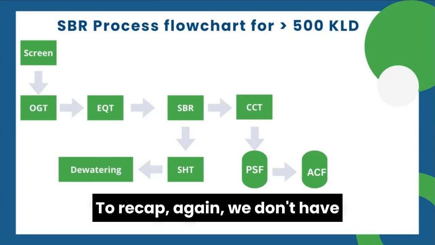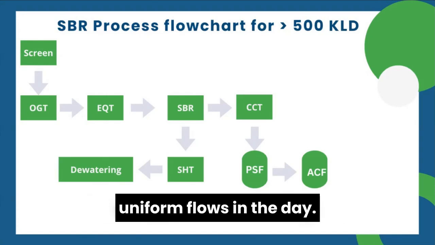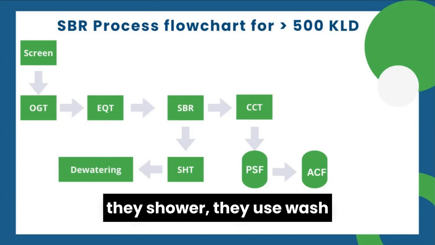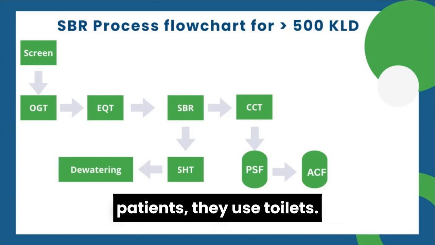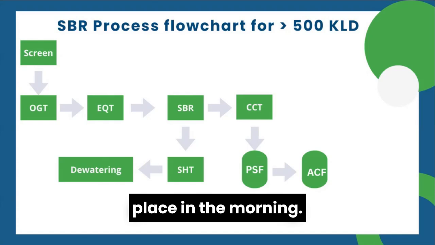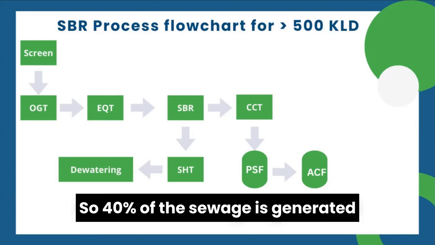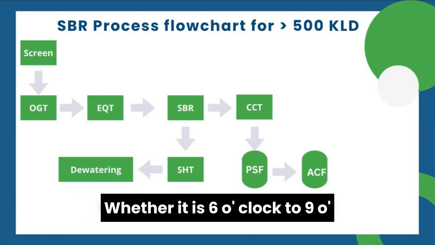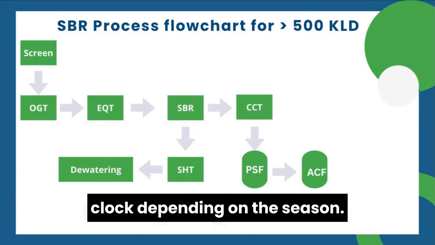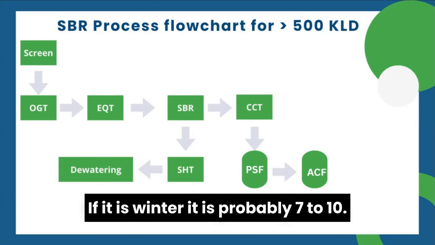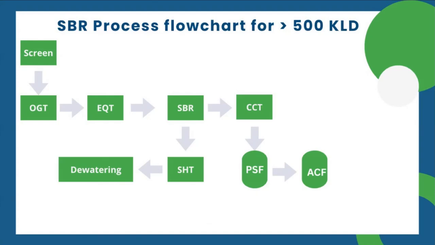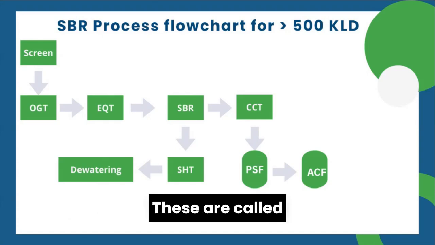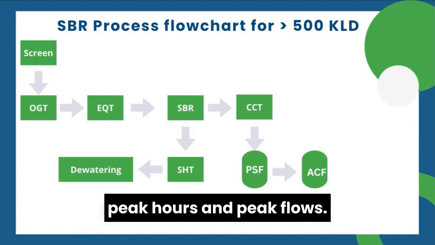To recap again, we don't have uniform flows in the day. In the morning, when people get up and get ready for their work, they shower, they use wash basins, they use toilets. A lot of cooking takes place in the morning. So 40% of the sewage is generated in the first 3 hours of the day, whether it is 6 o'clock to 9 o'clock or 7 o'clock to 10 o'clock, depending on the season. If it is summer, probably 6 to 9. If it is winter, it is probably 7 to 10. So 40% of wastewater is generated in these 3 hours of time. These are called peak hours and peak flows.